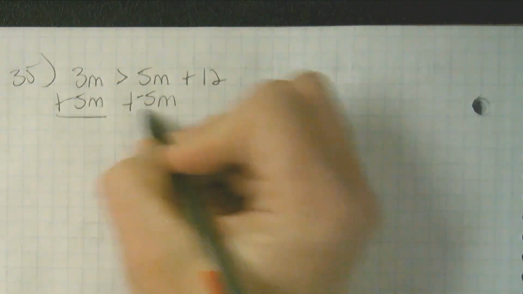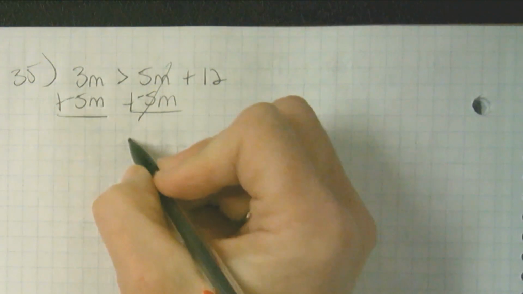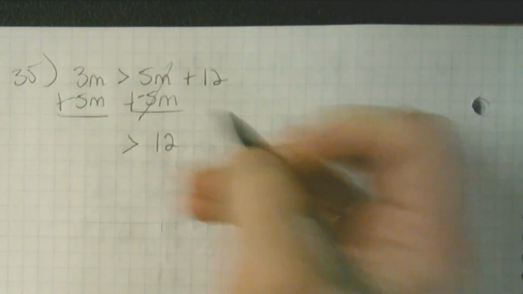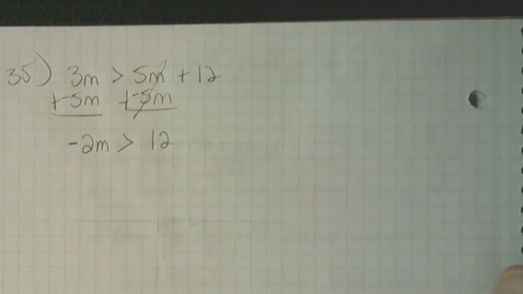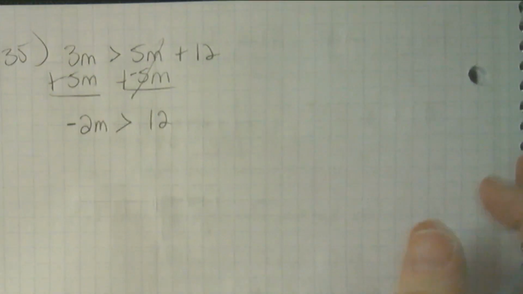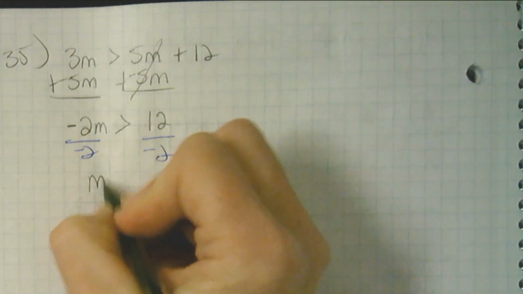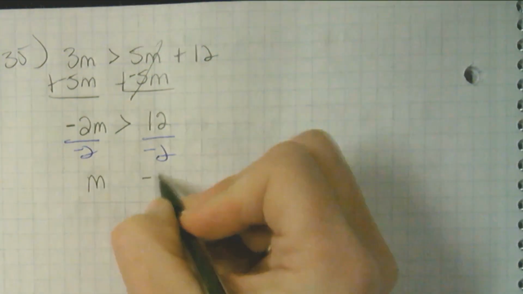Are you cool with that? Okay, so on the right, I end up with a 12. On the left, I end up with a negative 2m. Does that make sense to you? Okay, so now, Jack, I need to get rid of that multiplication by a negative 2m. What do I do? Excellent. So I end up with a positive 1m, and I end up with a negative 6.